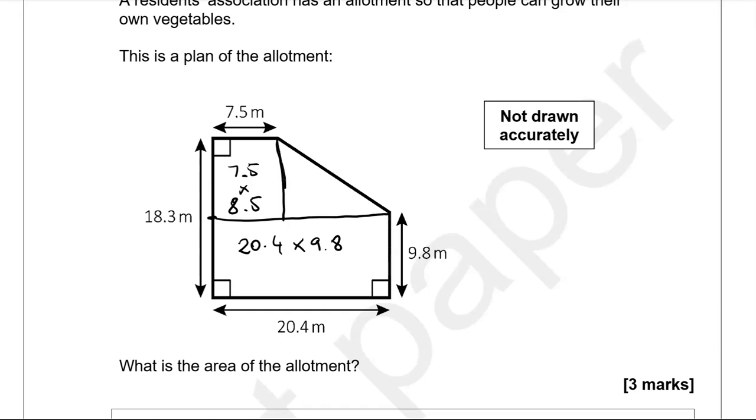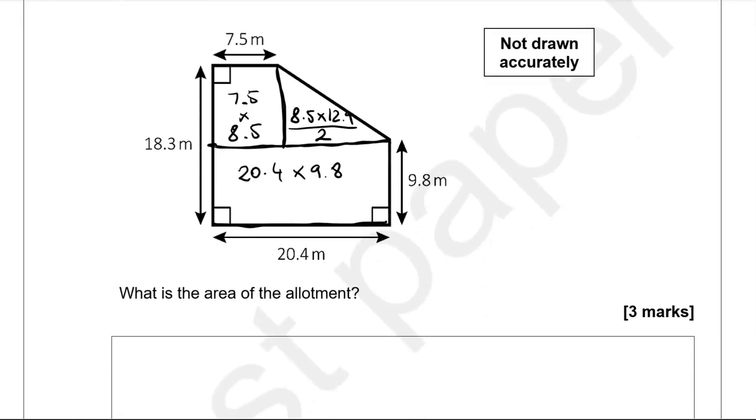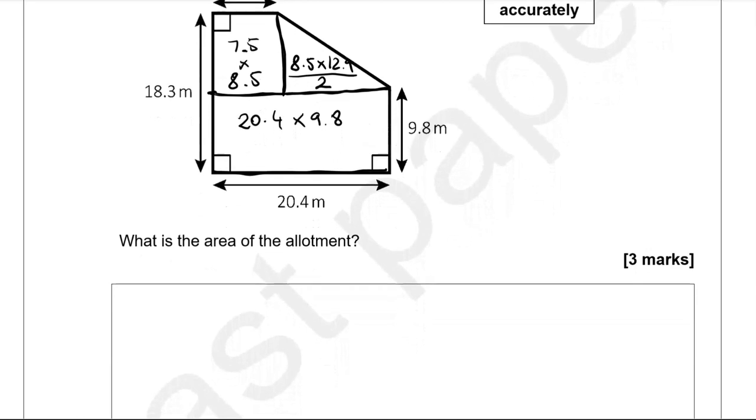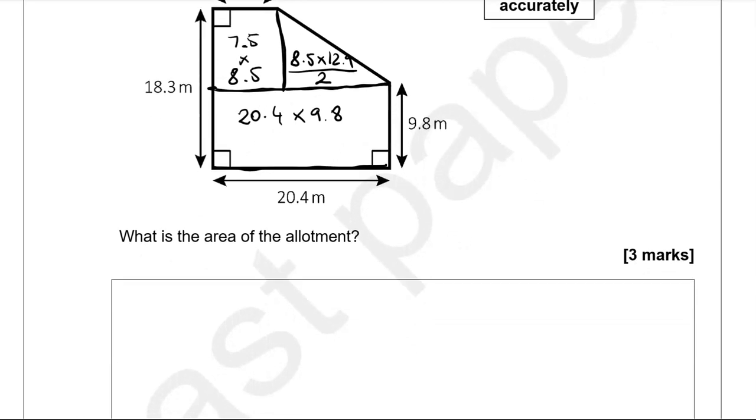So this side is equal to 8.5. And we're going to multiply by this side, which we haven't worked out yet, but it can be worked out by going 20.4, take away 7.5, which is 12.9. And then, as it is a triangle, we're going to divide it by 2. So let's just collect all the answers together. We can use a calculator to work them out.